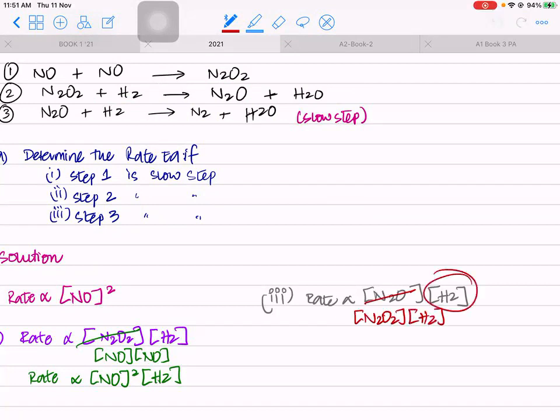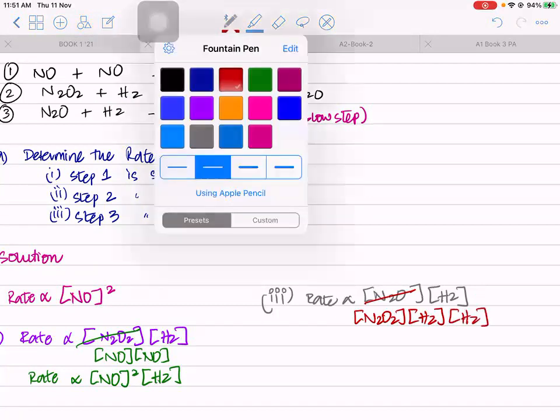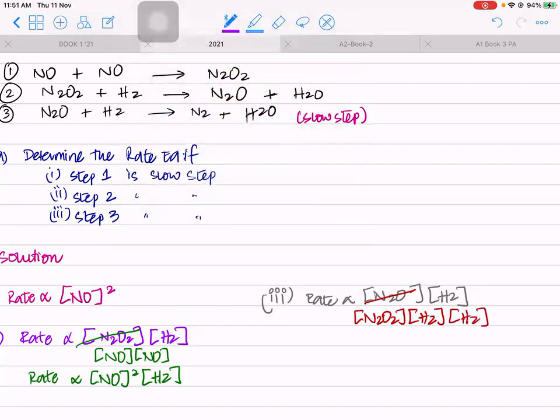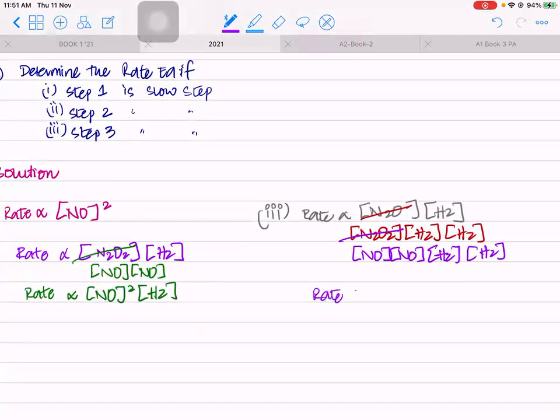And the H2 that we had here, we can write that as well. But again, N2O2 is an intermediate. So you can't write N2O2. Can I substitute this with NO? And you have H2. So what does it become? Rate is directly proportional to, can I say NO raised to the power 2? Yeah. And H2 raised to the power 2. Is that clear? So this becomes your rate equation.